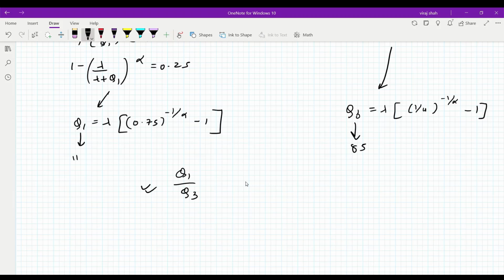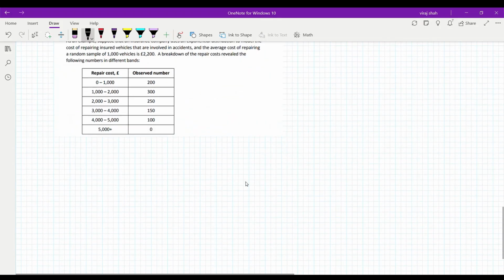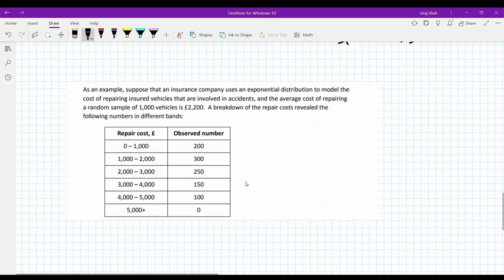You will get your alpha value. What alpha value will you get? You'll get alpha as 1.284. And then when you get your alpha, just substitute in one of the equations. You will get your lambda similarly as 43.790. Easy, right? Okay, let's move on to the third sum.